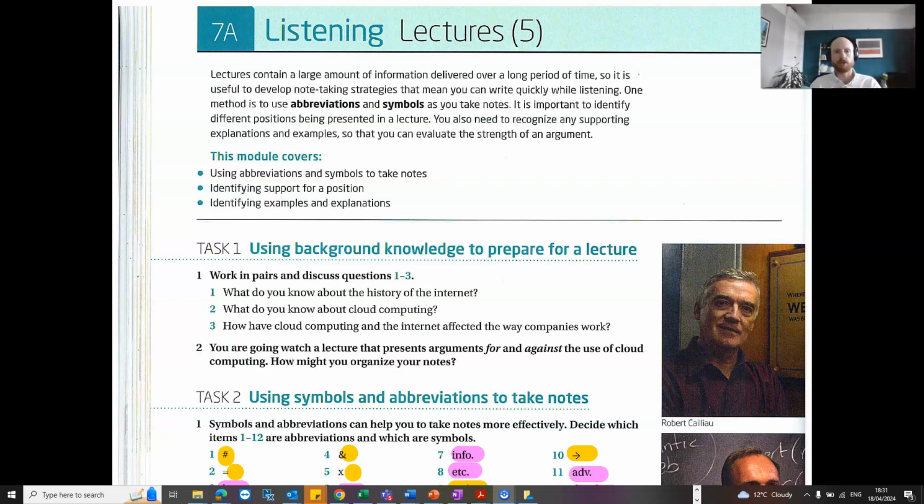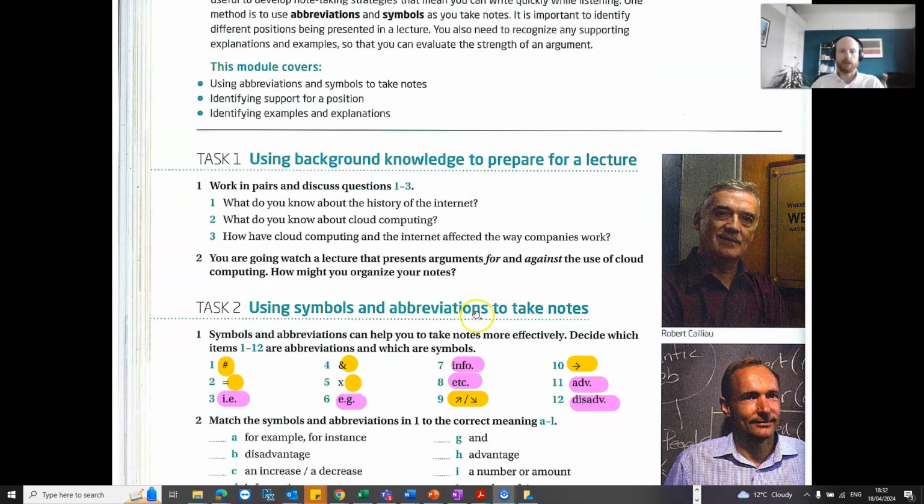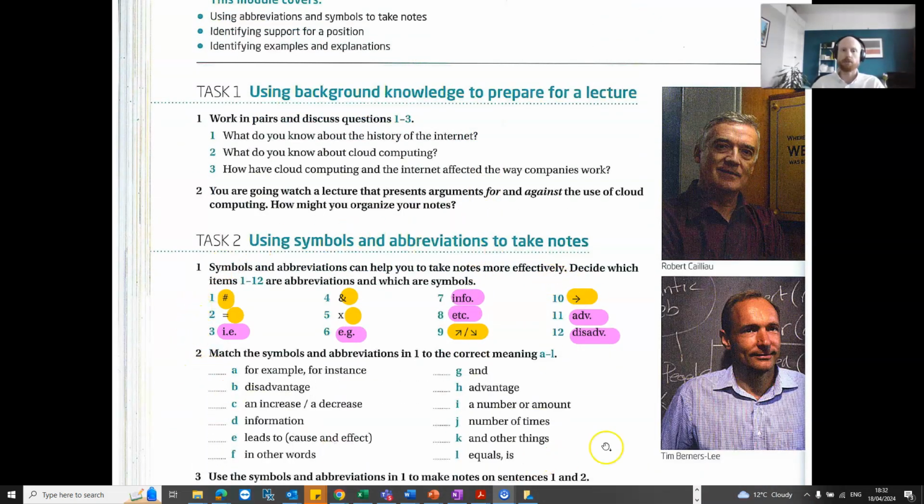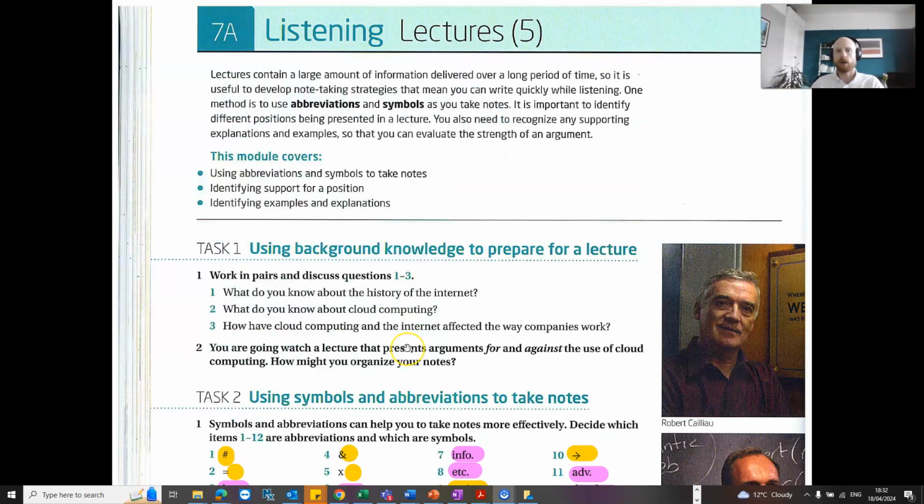One of the strategies you can use is using abbreviations and symbols as you take notes. In this lecture, we talked about 12 symbols and abbreviations, such as the number sign, equals, in other words. But you'll find that you also begin to use your own abbreviations and symbols as you practice more and more. You may also find that in your discipline of education or Islamic studies, there are symbols and abbreviations that are commonly used as well.